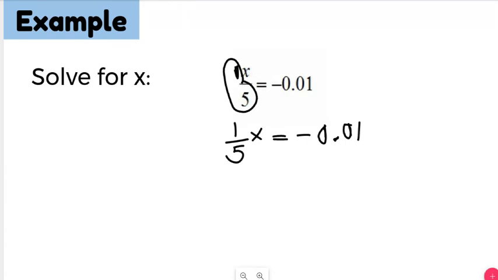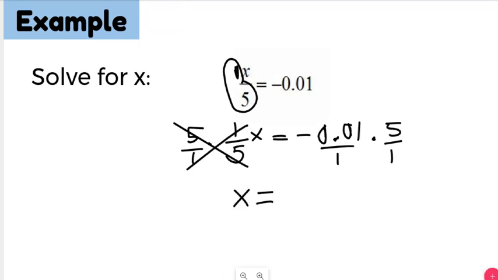So if you do that, you can very clearly see that the reciprocal that I need to multiply is 5 over 1. My left side cancels. I'm left with x equals, multiply across, a negative times a positive is negative. 0.01 times 5 is 0.05. And that's a 0, not a 6, by the way.